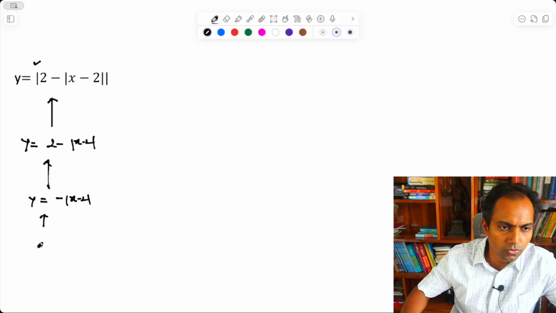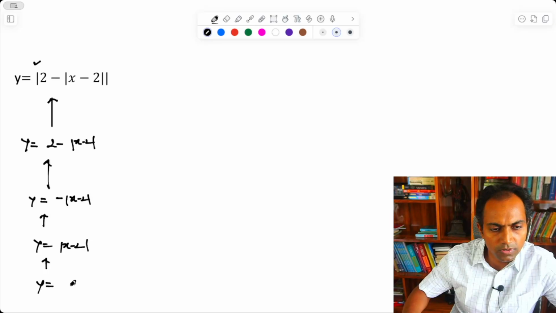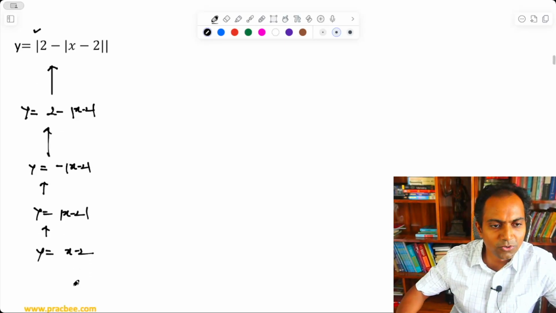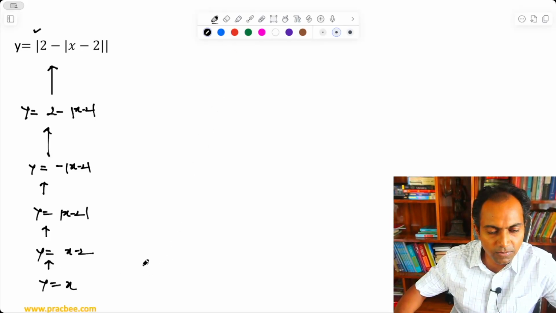If I want to draw this, first I will have to draw the graph of mod of x minus 2, and for that I will want the graph of y is equal to x minus 2. And if I keep continuing on the same quest, I will end up with the graph of y is equal to x. Now, these are the graphs that are simpler to draw. Y is equal to x is very simple. So, this is the first graph. If I pull it 2 units below, I get my second graph.